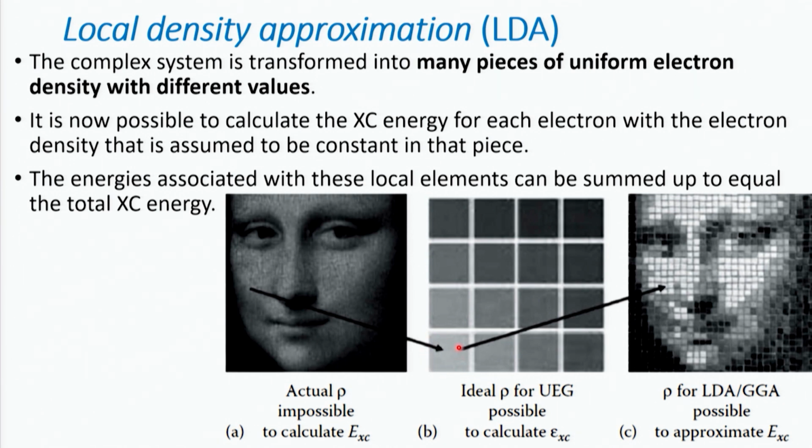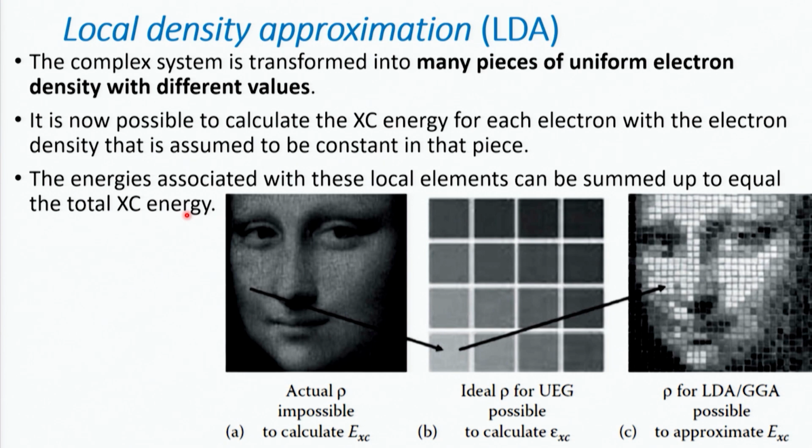So, that is why this is called the uniform electron charge method, or the uniform electron density method. It is now possible to calculate the exchange correlation energy for each electron within the electron density that is assumed to be constant in that piece. So, if the electron density is constant, from there we can easily find out the exchange energy of the electron. The energies associated with these local elements can be summed up to equal the total exchange energy.